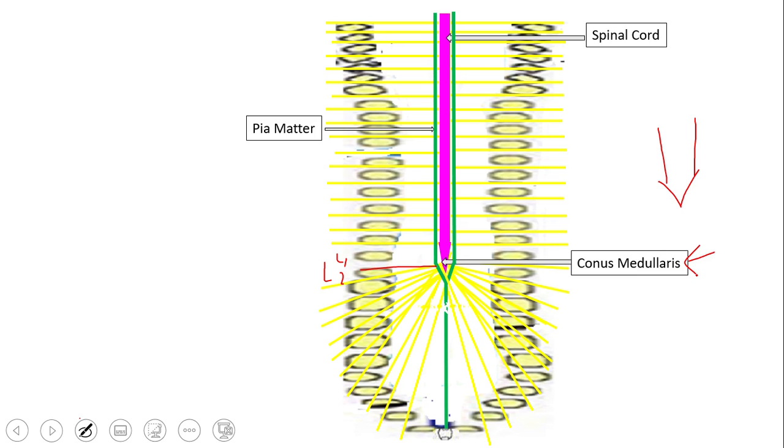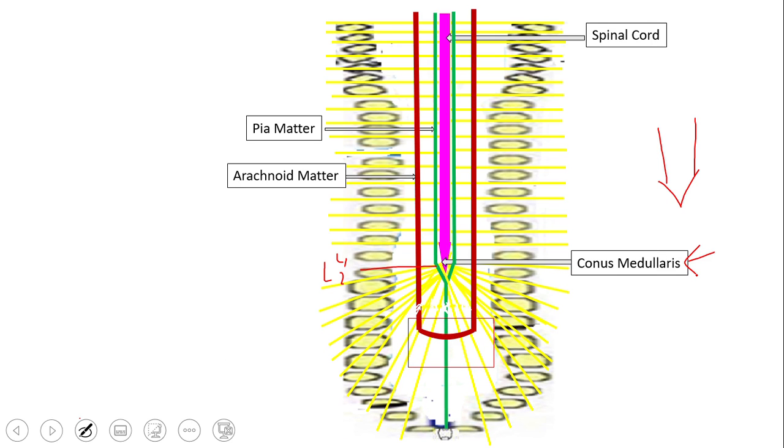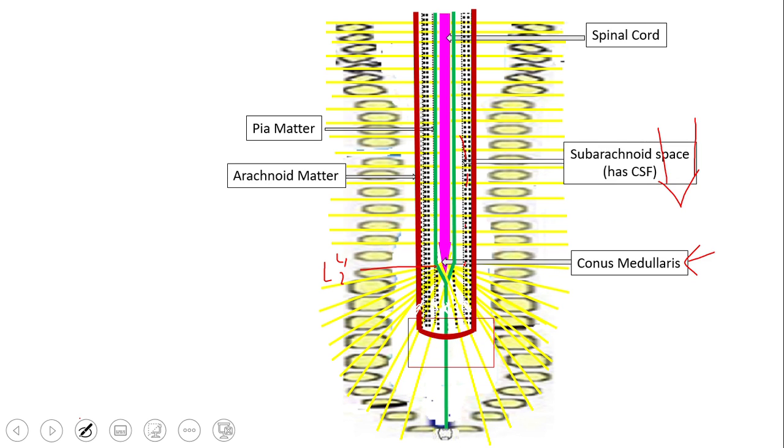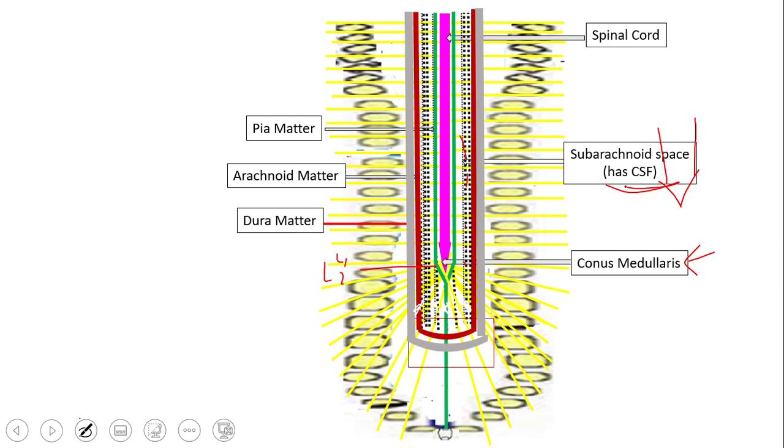Then outside of the pia, we have another meningeal layer, the arachnoid mater. There is a space here in between the pia and the arachnoid. This space is called the subarachnoid space, and it has the CSF, which is the cerebrospinal fluid. The very outer meningeal layer is tough, and we call that the dura mater. So from in going out, we have the pia, then arachnoid, and then the dura mater.